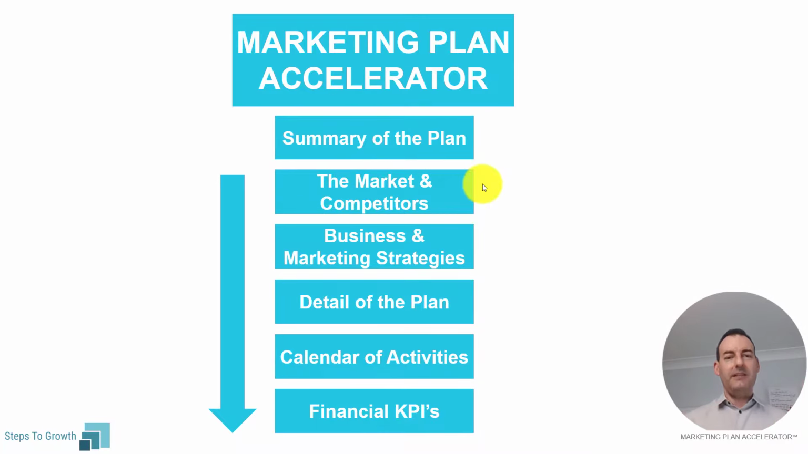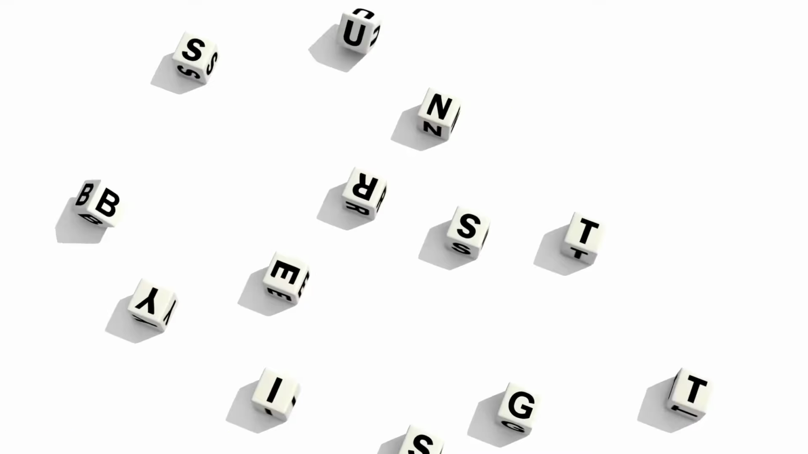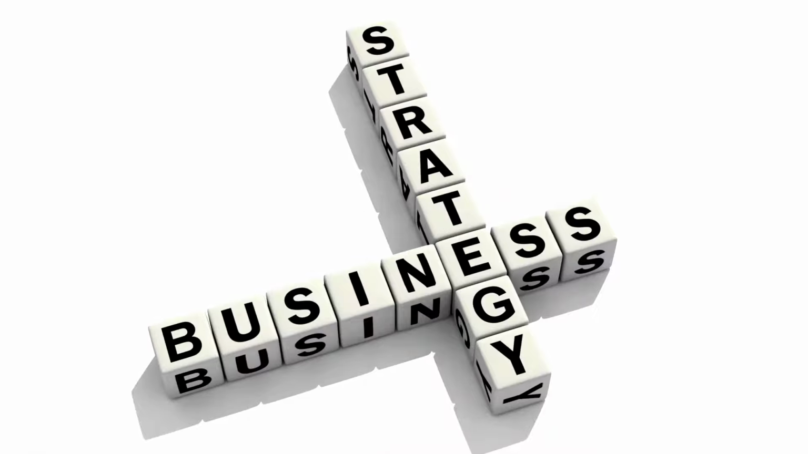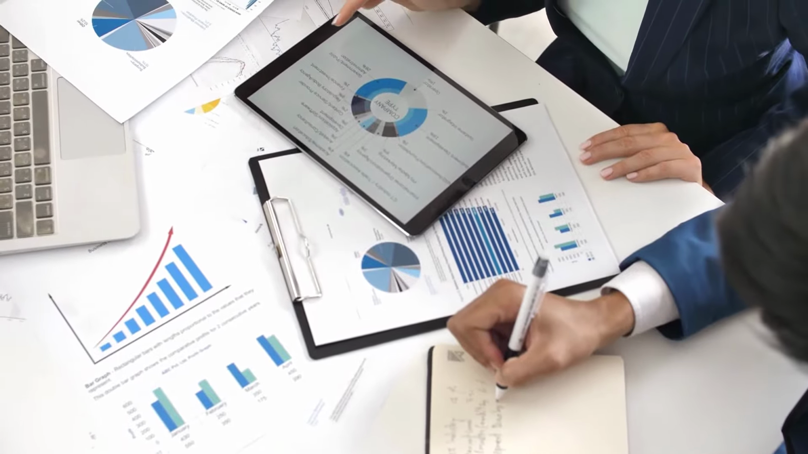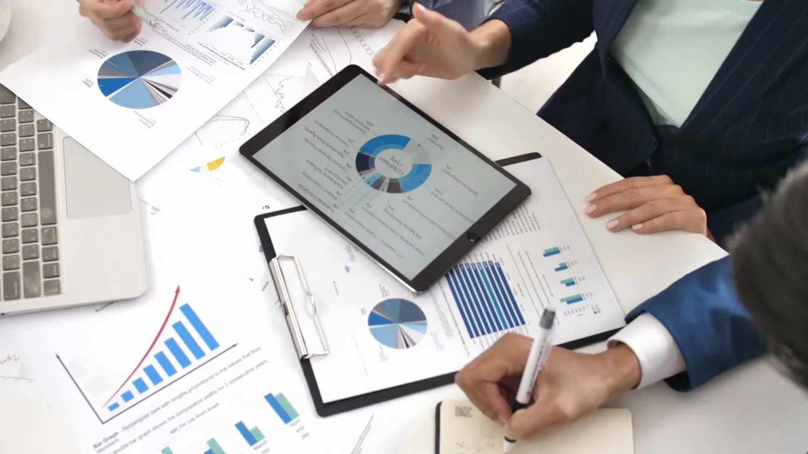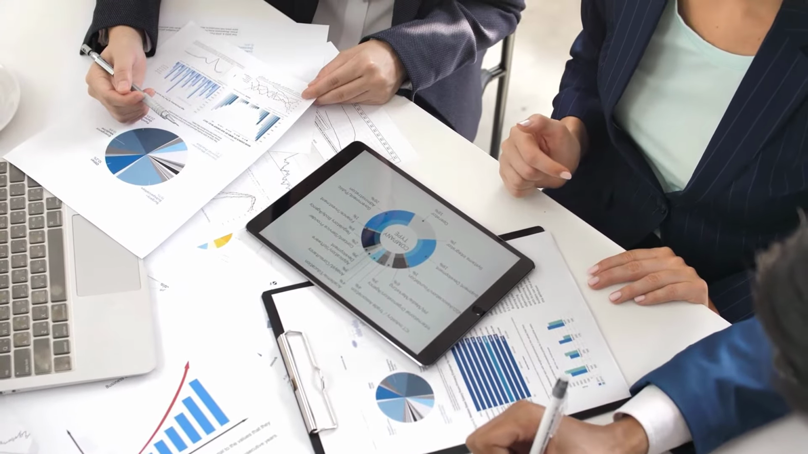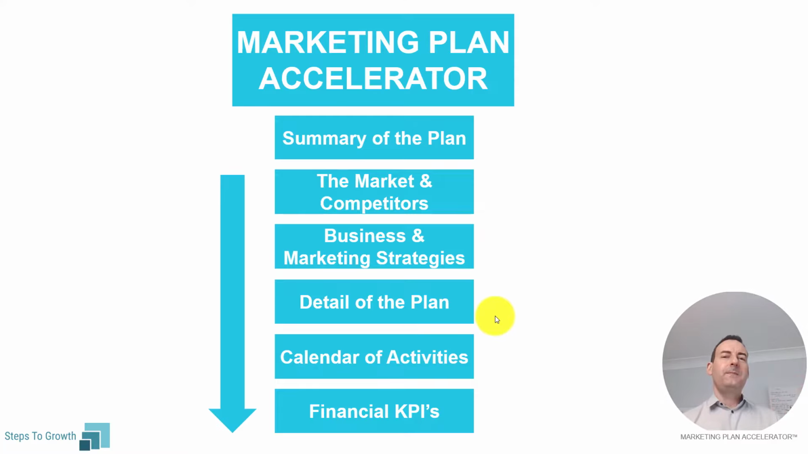That covers that section. Then you get into your business strategy here. What is your overall business strategy? From that comes your marketing strategy, and from that becomes your lower marketing strategies. But you need to clearly define what's your business strategy, what's your marketing strategy. And then you get into the detail of the plan.